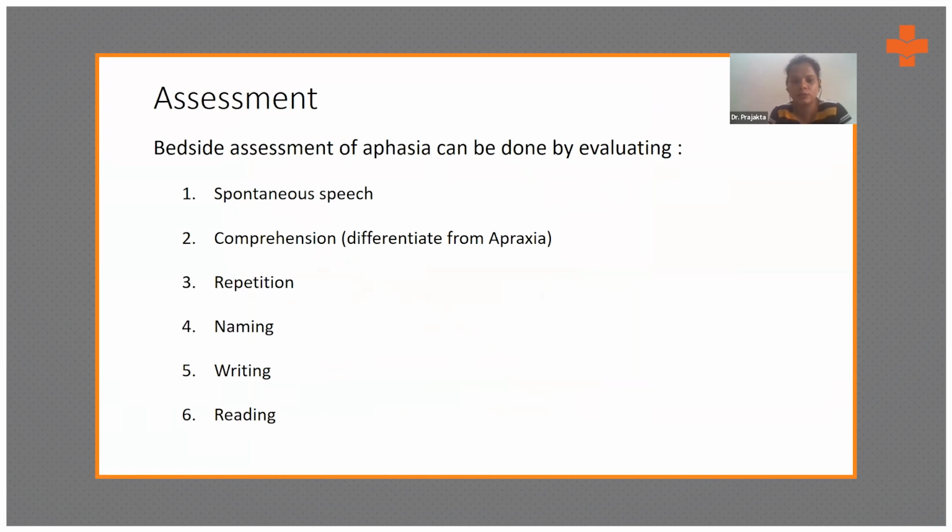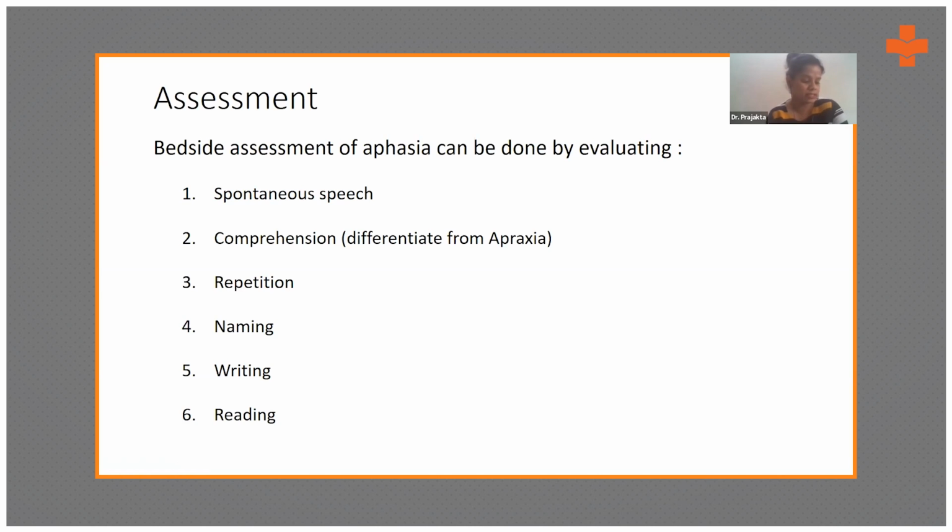Now there are a lot of scales available for assessment of aphasia, but I would just go through certain pointers which we can use as bedside assessment of aphasia to get an idea of what exactly the patient is having. And I will also give you the names of all these scales that are available, which will give you a definitive diagnosis whether the patient is having aphasia or not. So to start with bedside assessment, these are the 6 things that we should look for when we are assessing the speech or language function of that patient.